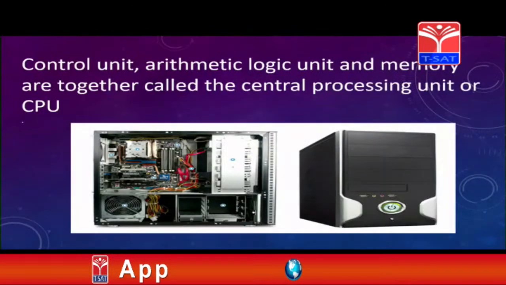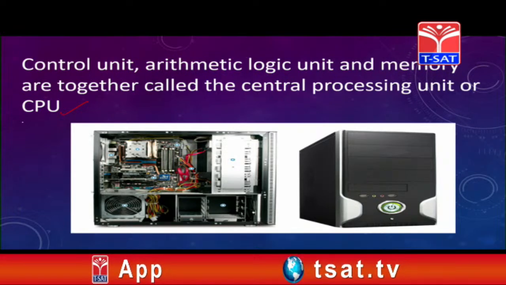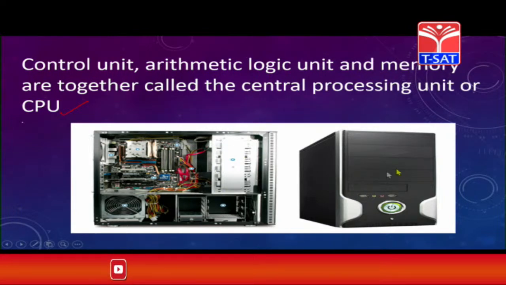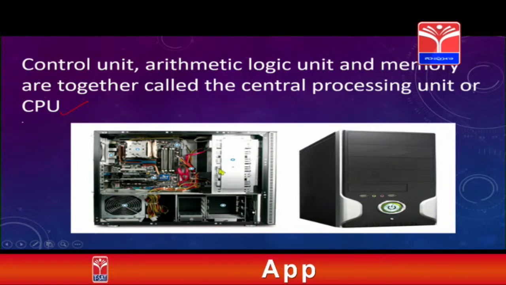Okay, next. The control unit, arithmetic logical unit, and memory, all these three together are called the central processing unit, or CPU. Already I said CPU. This is the full form of CPU. Sometimes they ask central processing unit. This is the total central processing unit of a computer. This one generally we call a CPU. This is the inside of the CPU. These are the different circuits and how they are assembled. All these things you are observing.